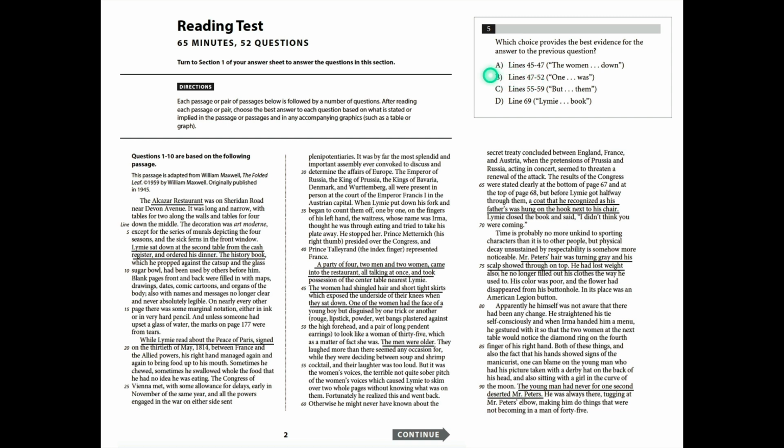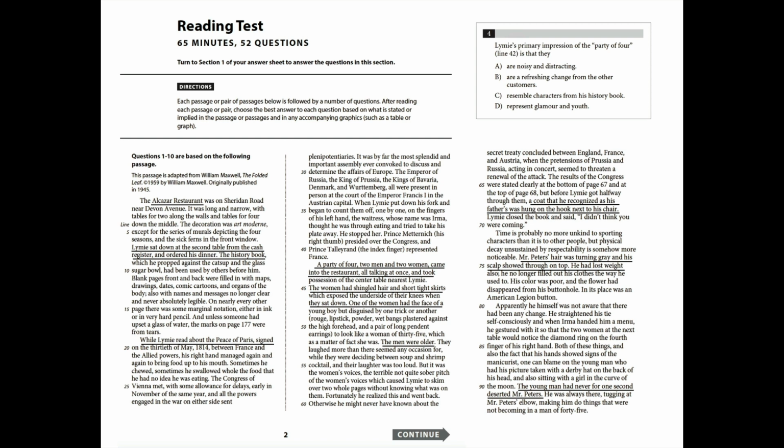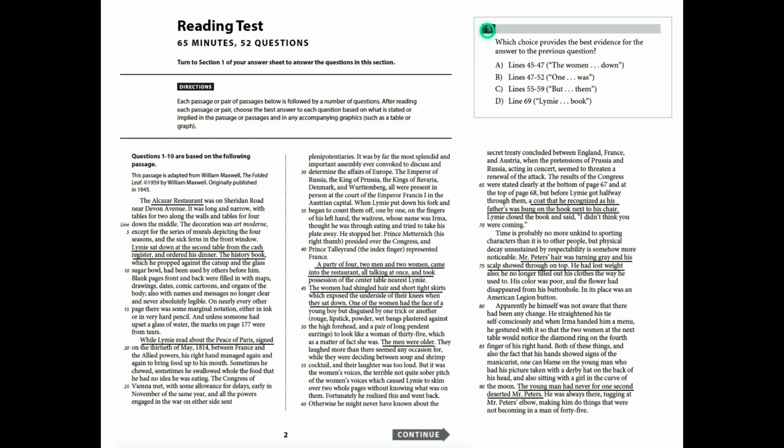In other words, this is the SAT saying that the way to find the correct answer to a question is to pick out the text that gives you the information to come up with the correct answer. By the way, let's go back to question number 4 here. Right here, 4 and 5 are a pair.